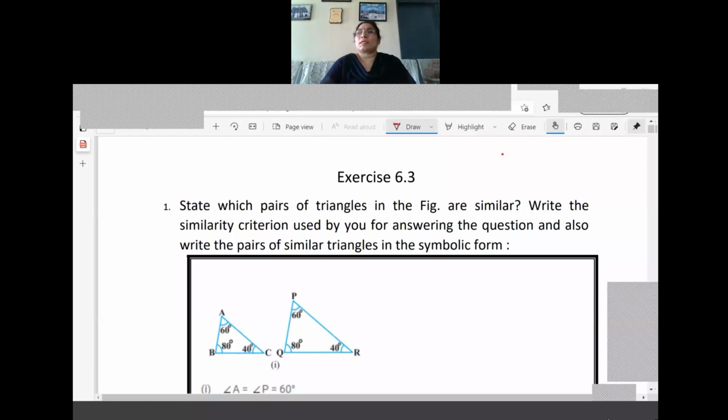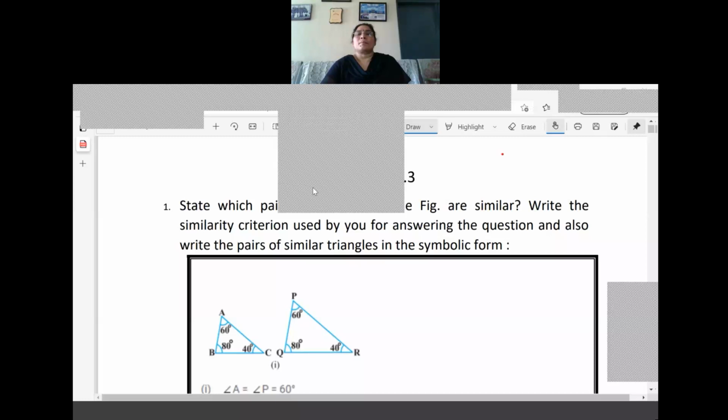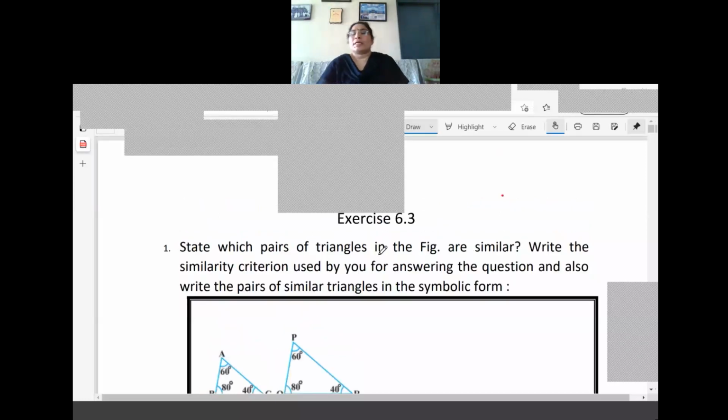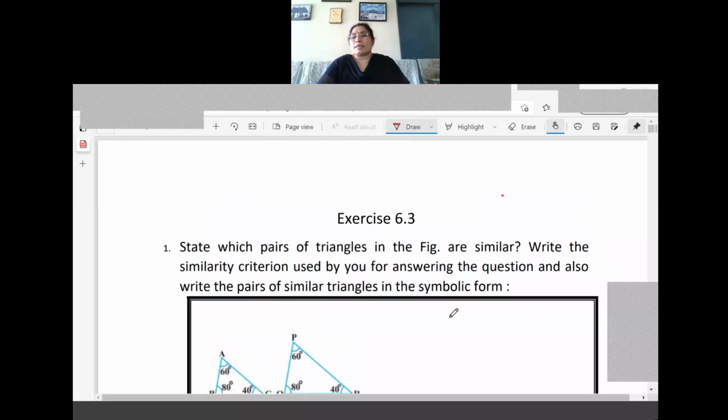We already saw the criteria and one theorem in the last class. What are the similarity criteria? We have studied AA criteria, SAS criteria, and SSS criteria, three criteria we have seen. Based on that, we have to do this exercise. So, exercise questions we are doing first. Let us see how the criteria cases are applied here.